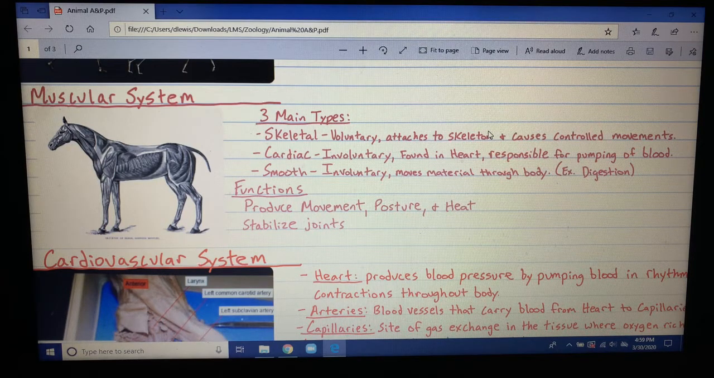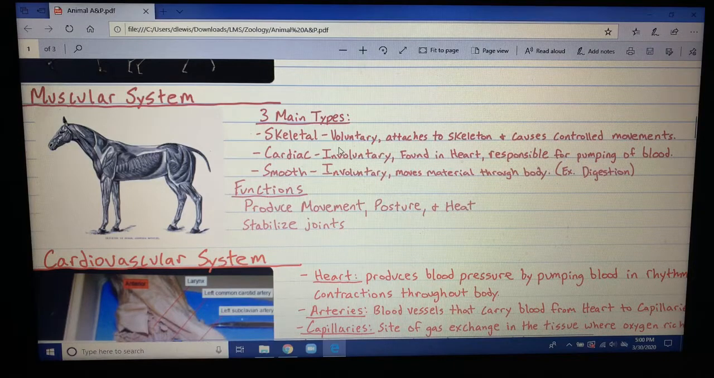And so cardiac will be found in the heart, and it's responsible for the pumping of blood. It's what your heart is made out of, cardiac tissue. Smooth will be found in things like your esophagus and in your intestines. It's going to be responsible for moving material through the body. Example I gave you there is digestion. And so it will move and push things through the body, and those are things you don't have to think about because it's an involuntary process.